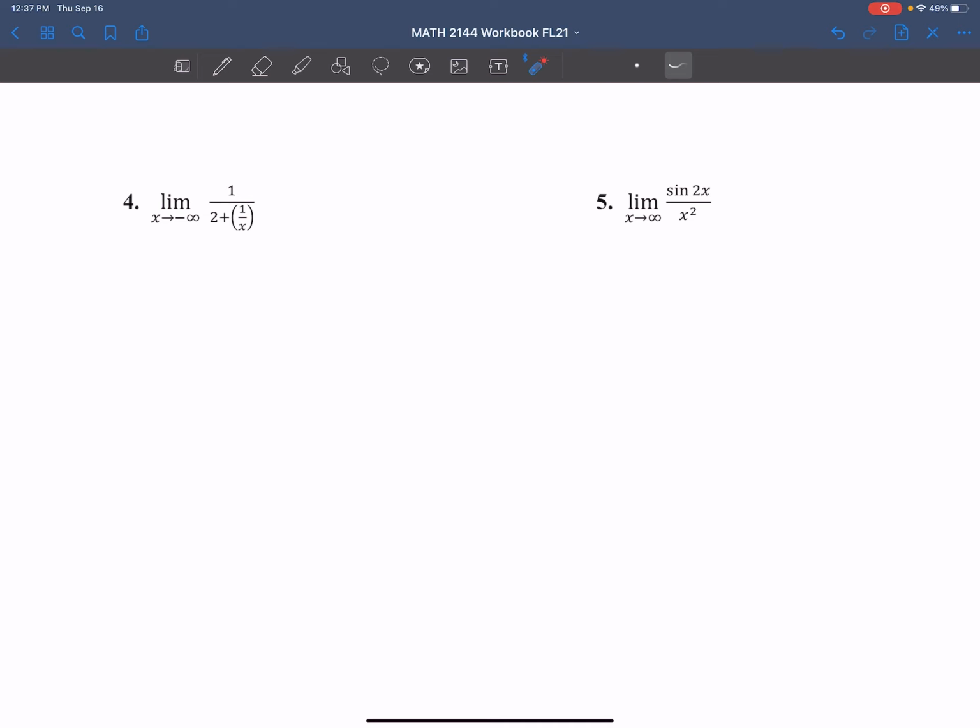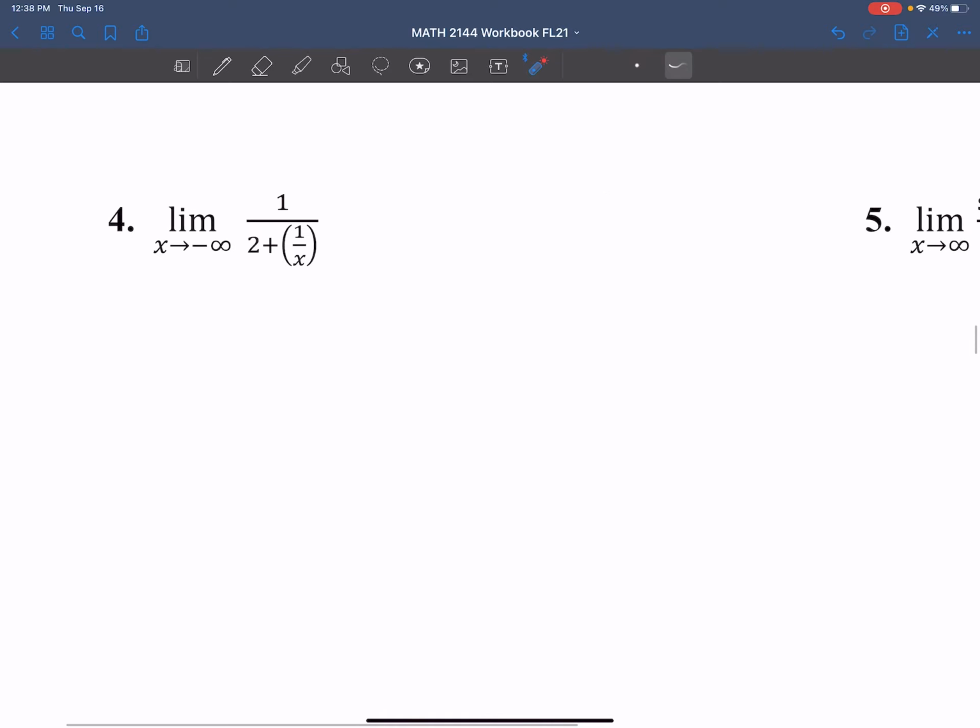Try 4 and 5 while I take attendance and see what you get. All right, let's go ahead and look at these together. So on number 4, let's see, anyone think they know the answer? Anyone think they got it?